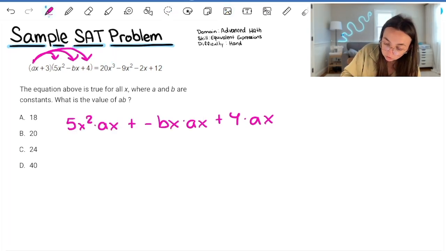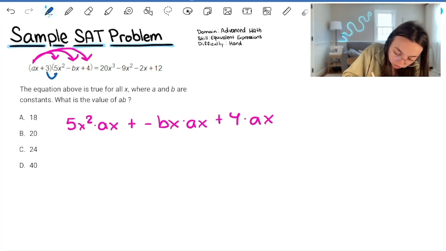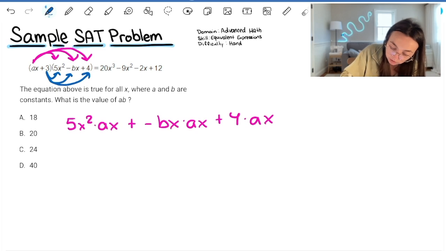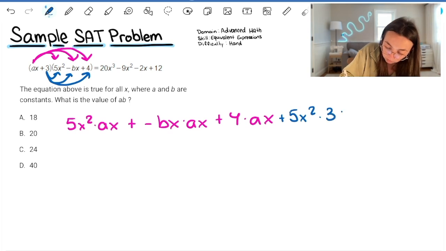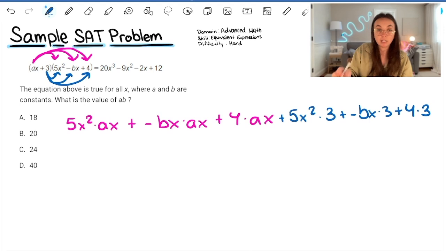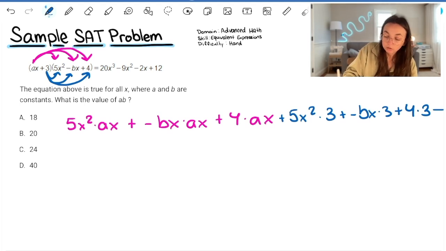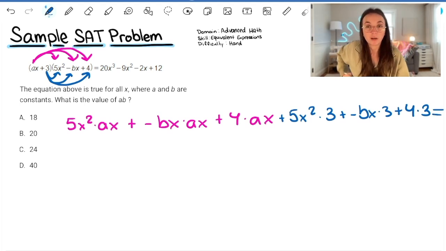And now we're going to do the 3. We're going to distribute the 3 into the parentheses like so. And so it's going to be plus 5x squared times 3 plus negative bx times 3 plus 4 times 3. That's all going to be the left-hand side. And so we're just going to have a little equal sign. I don't have the space to write out the whole right-hand side. We're just going to keep in mind this is just the left-hand side of that equation.